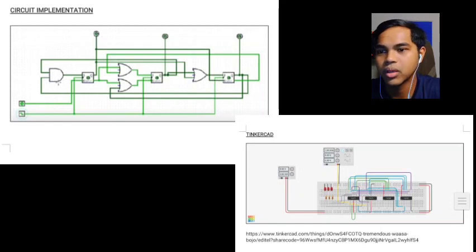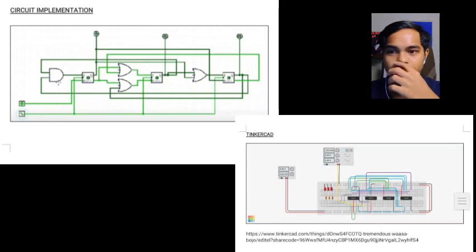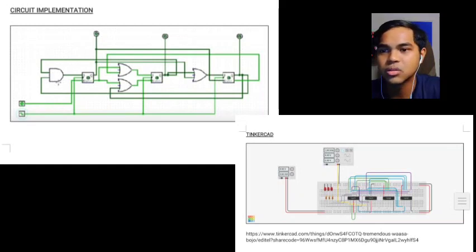Okay, for my part is the simulation. From the K-map we can make the circuit implementation. From this we use two gates, which are the AND gate and the OR gate, and the square one is the flip-flop of the circuit. After that, we can make the circuit in Tinkercad software to find the value of the circuit, and this is our Tinkercad link.